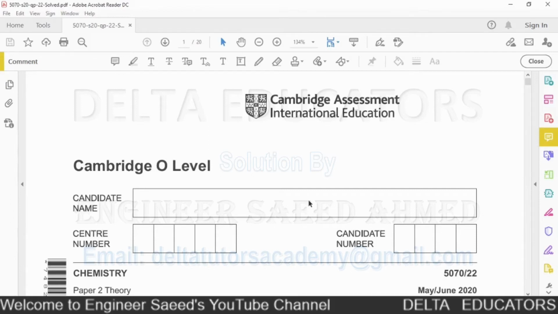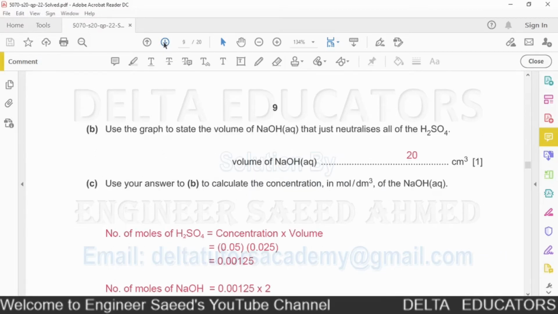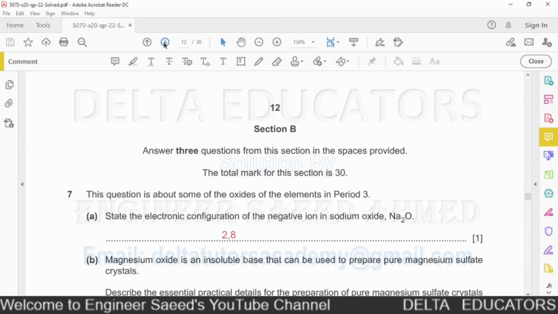O-Level Chemistry, Paper Code 5070, Paper 2 Variant 2, May-June 2020. Today we are going to solve Section B of the paper. Section A we have already solved. This video is uploaded. Now we have to start Section B.